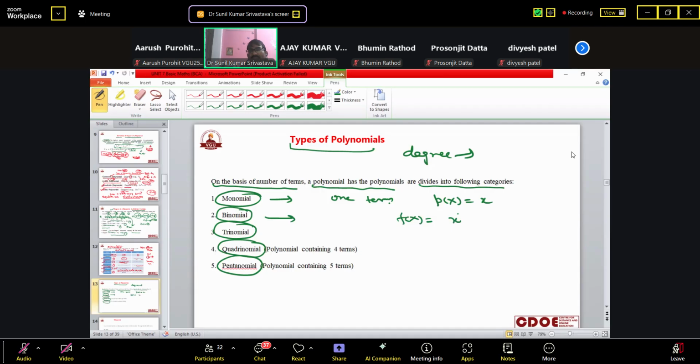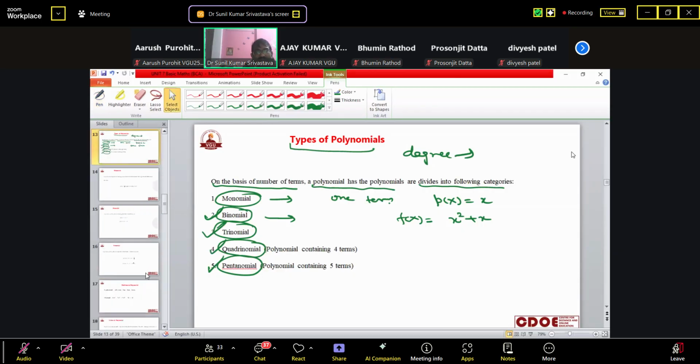Any expression which has two terms, suppose x² + x, is a polynomial containing two terms. That is known as a binomial. If the number of terms in the expression is 3, it is known as a trinomial. If the number of terms is 4, it is a quadrinomial. If the number of terms is 5, it is known as a pentanomial expression. So on the basis of the number of terms, a polynomial is defined in the categories monomial, binomial, trinomial, quadrinomial, and pentanomial. That's it.